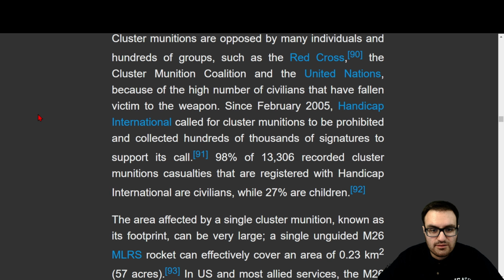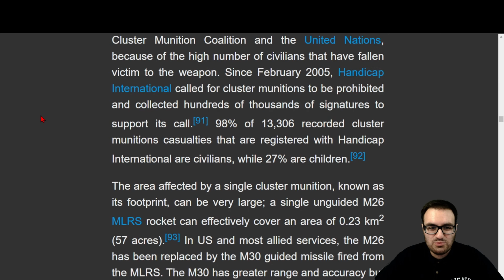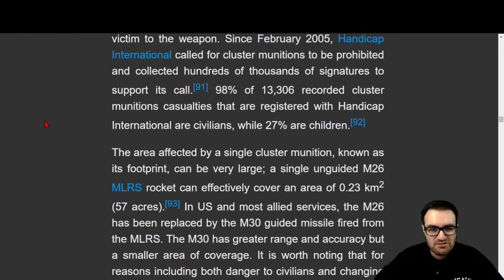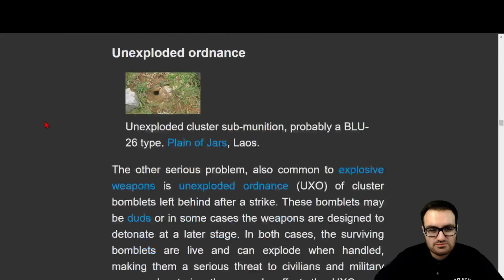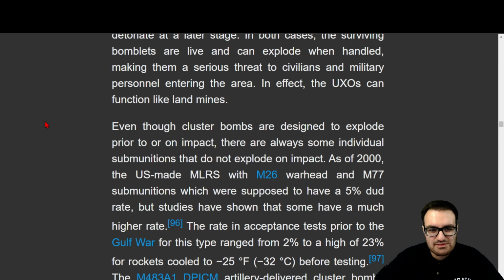Okay. 98% of 13,306 recorded cluster munitions casualties that are registered with Handicap International are civilians, while 27% are children. 98%. Wow. I mean, maybe there is some reason that I'm not thinking about that non-civilians wouldn't contact Handicap International, but I would assume that they would also be handicapped as well. Like, are they just not calling them for some reason? But that's shocking. 98%. So pretty much 13,000 people there are civilians who are handicapped because of cluster munitions. Yeah, the unexploded ordnance.